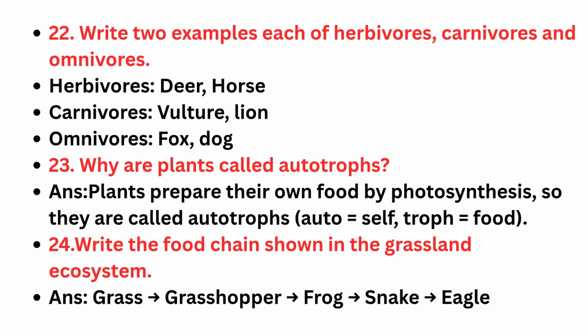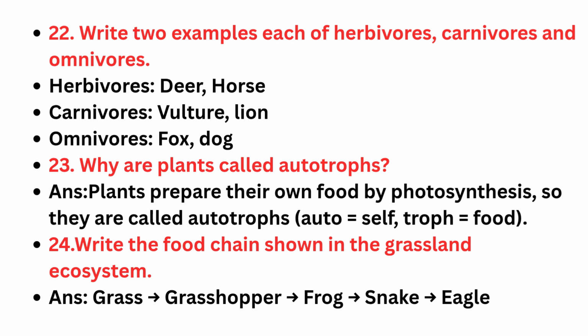Question number 22. Write 2 examples each of herbivores, carnivores and omnivores. Herbivores are deer, horse; carnivores, vulture, shikra; omnivores, fox, mouse. Question number 23. Why are plants called autotrophs? Answer: Plants prepare their own food by photosynthesis, so they are called autotrophs. Auto means self, troph means food.